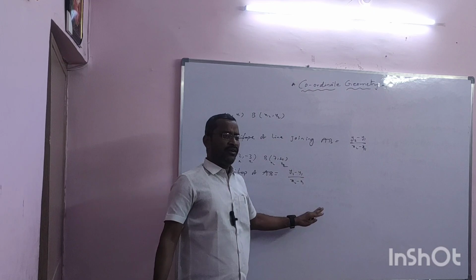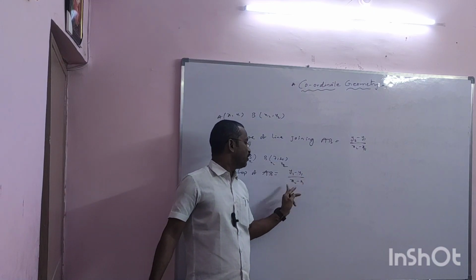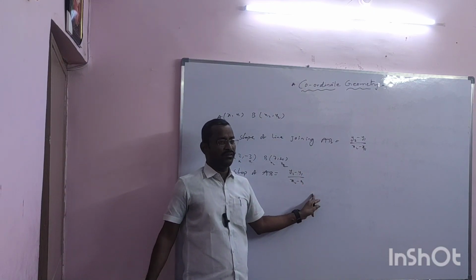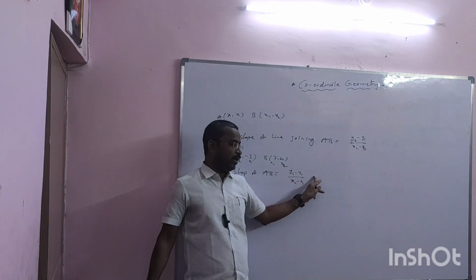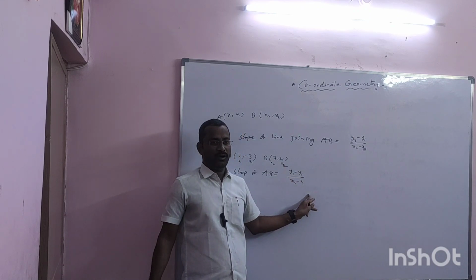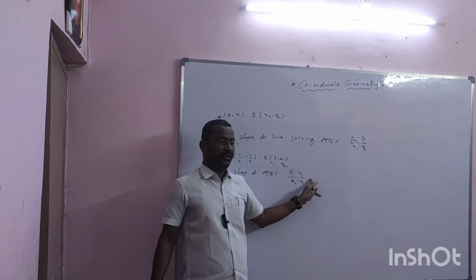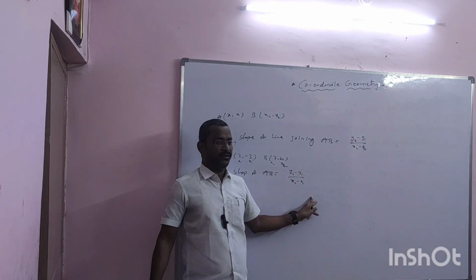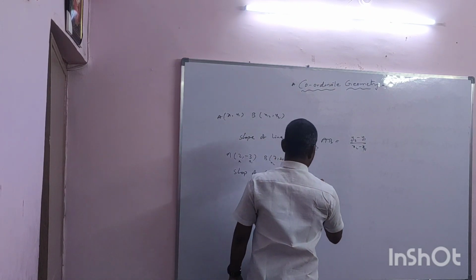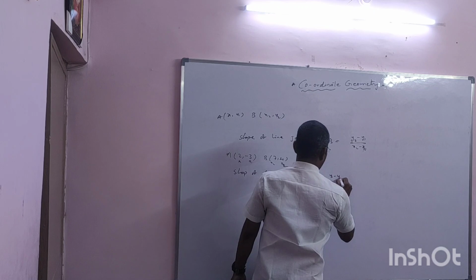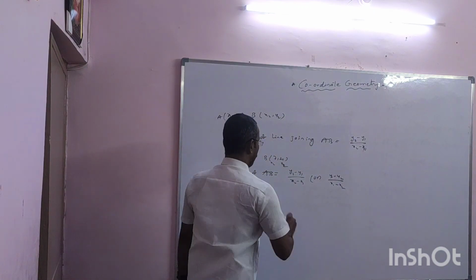You need not butify the formula. You can write y1 minus y2 by x1 minus x2. Both remain the same. Either (y2 minus y1) by (x2 minus x1) or (y1 minus y2) by (x1 minus x2). I will show you both answers, whether they are the same or not. We will do it in both methods.